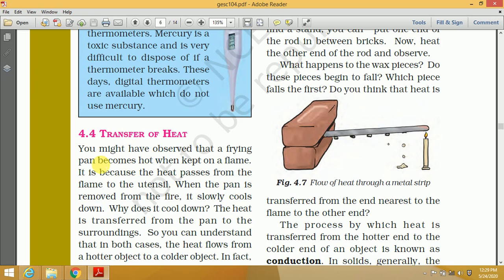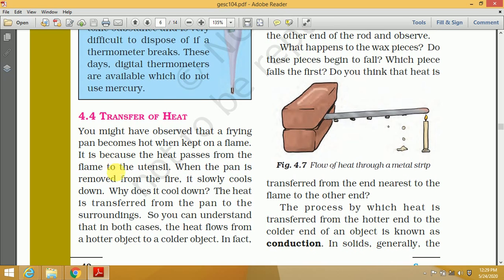So let us read about this transfer of heat. You might have observed that a frying pan becomes hot when kept on a flame. It is because the heat passes from the flame to the utensil. When the pan is removed from the fire, it slowly cools down. Why does it cool down? The heat is transferred from the pan to the surroundings. So you can understand in both the cases, the heat flows from the hotter object to the colder object.